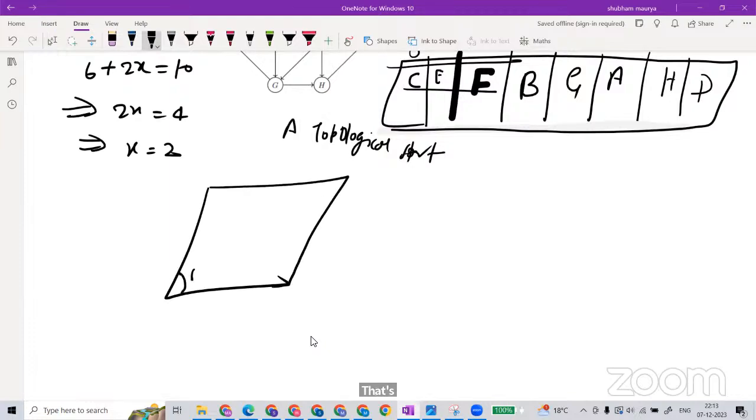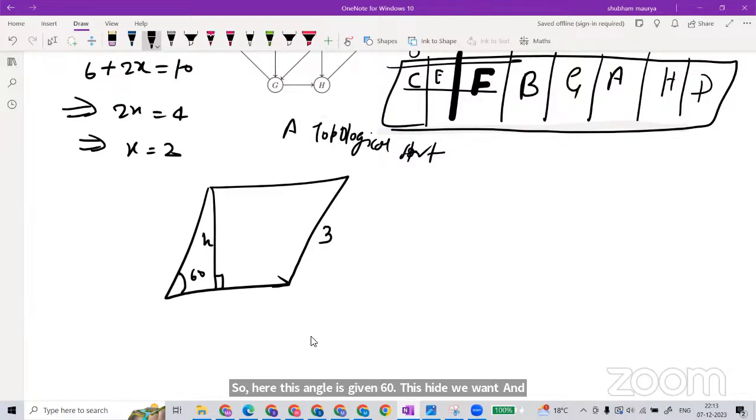So here this angle is given 60. This height we want, and this side is given in a parallelogram. Okay, in a parallelogram, this is equal to this one. That means this is 3. This is equal to this side. So if it is x, then this is also x, and the perimeter is given, right, which is 10.